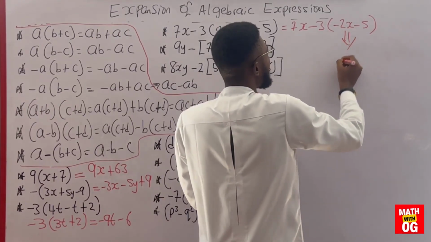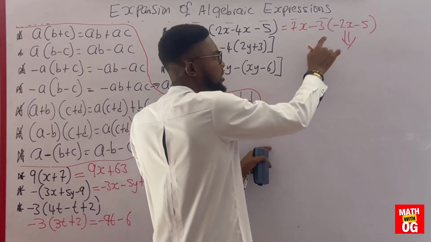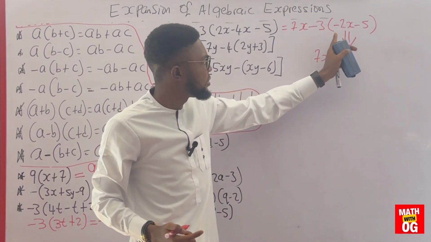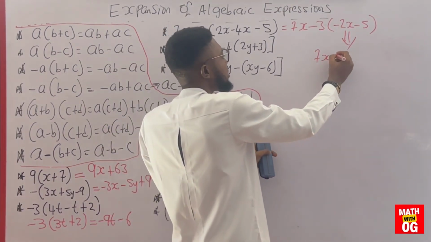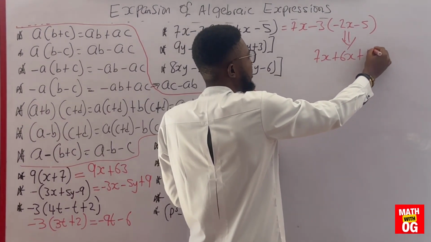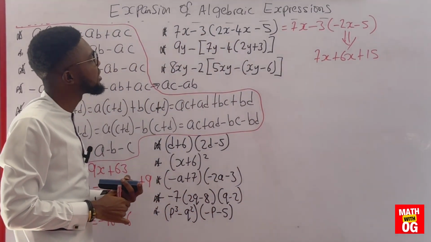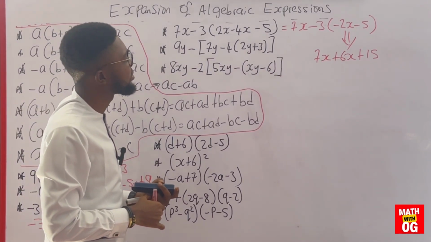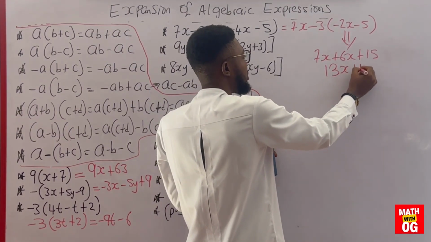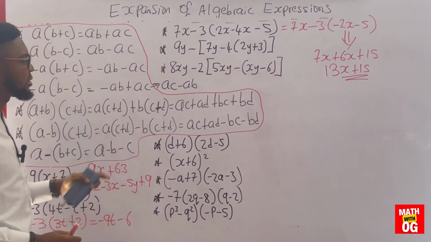If I continue solving, this will give me 7x minus 3 multiplying minus 2x. Like we said, negative 3 will open the bracket. Negative 3 is multiplying everything here. Minus 3 times minus 2x will give us a positive 6x. Minus 3 times minus 5 will give us a positive 15. Now 7x and 6x, they are like terms. So what is 7 plus 6? It is simply 13. So this will give us a 13x plus 15. So that's the answer to this question.